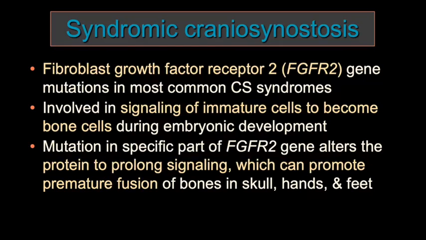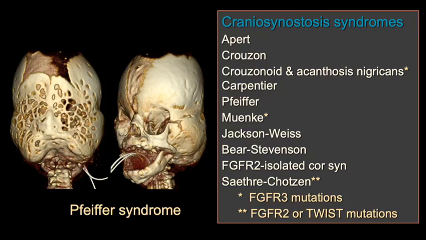With regard to syndromic craniosynostosis, the underlying genetic mutations have been well characterized. And this condition involves those signaling immature cells to become bone cells during embryonic development, with mutations in specific parts of fibroblast growth factor genes that alter the protein to prolong signaling and in turn promoting premature fusion of these bones. A whole variety of syndromes are well characterized with considerable phenotypic variability.